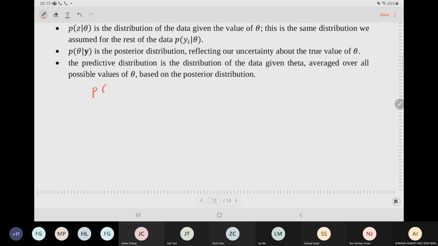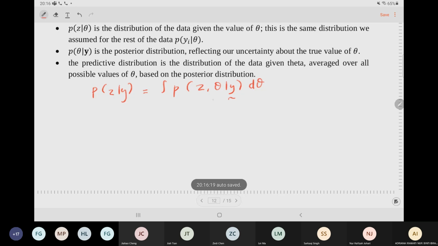We actually get that equation, right? So if you think about it, how do you actually get your z given y if you have the joint PDF of z and theta? And then you differentiate your theta. So this is the joint PDF of z and theta given y, and you differentiate your theta, then you will get z given y.